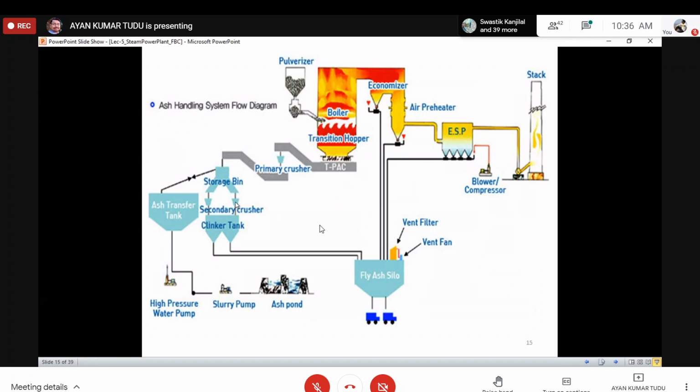Again, we have an ash handling system flow diagram, as you can see. So here we have our slurry of the ash pond. Here the fly ash silo, which is coming from our ESP, economizer, air preheater. Okay, so all this ash is collected, and then it is transferred or stored somewhere. Understood?